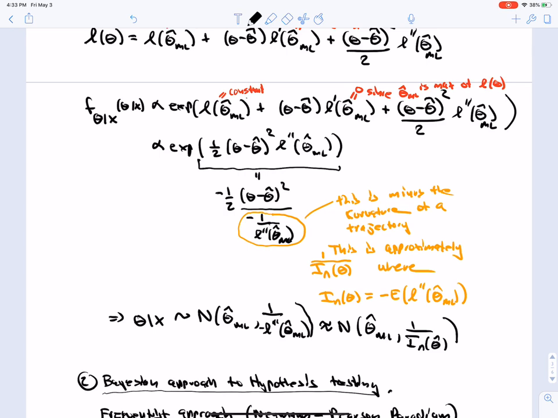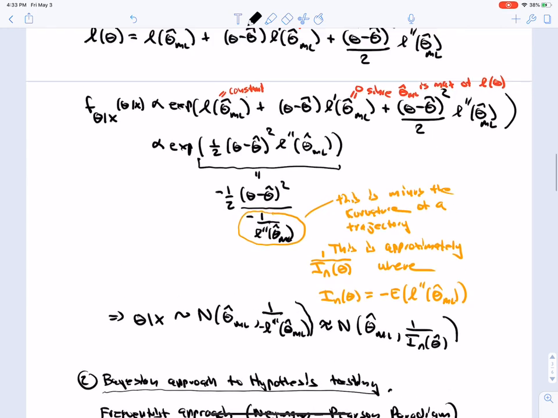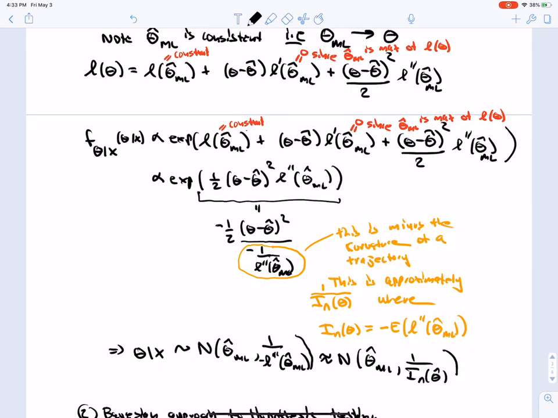And so in that sense, the posterior is normal, theta hat, 1 over minus this second derivative of the log likelihood at the ML, which is approximately, the variance is approximately 1 over the sample Fisher information. So that's all I have to say about parameter estimation in the Bayesian world, but it complements the frequentist world, and I hope that you'll learn more about it in your next class.